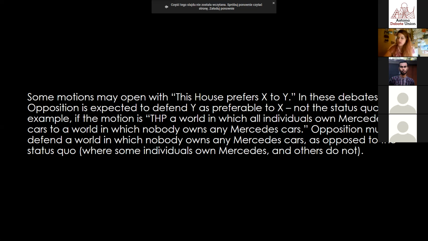But if you read the motion, you will know that that's how it works. And we are back to the beginning of this workshop.